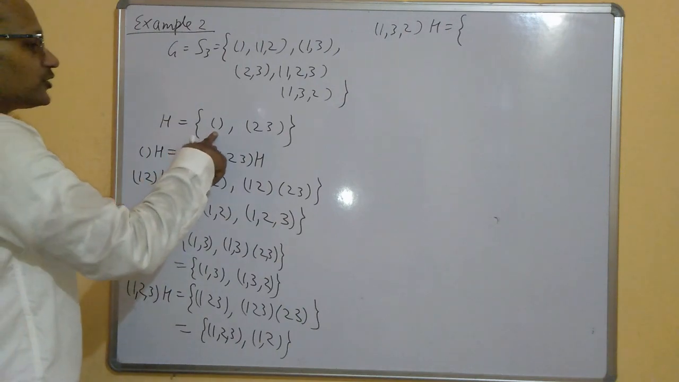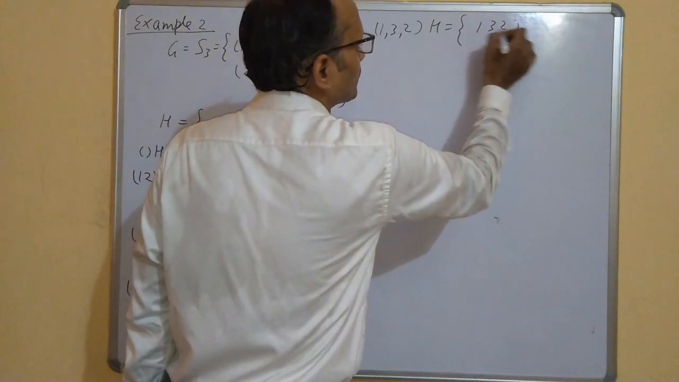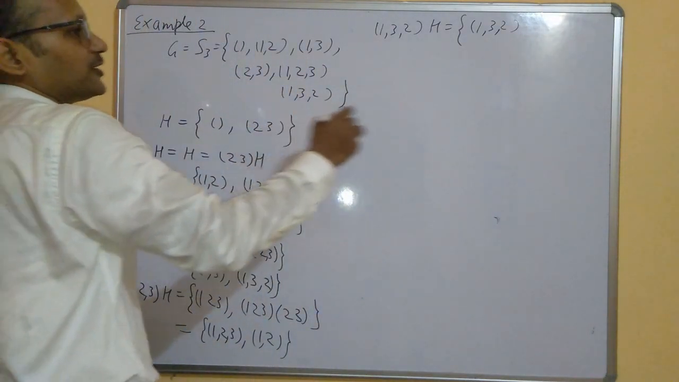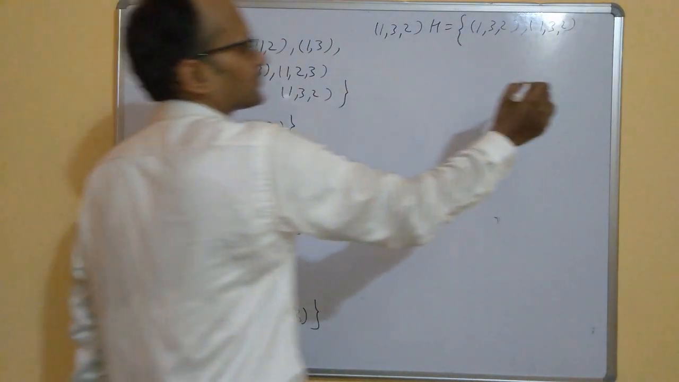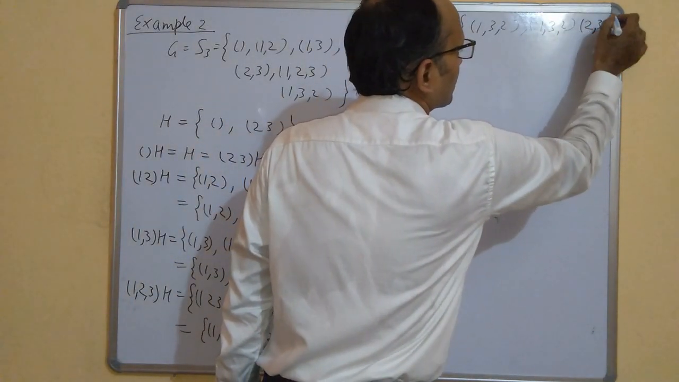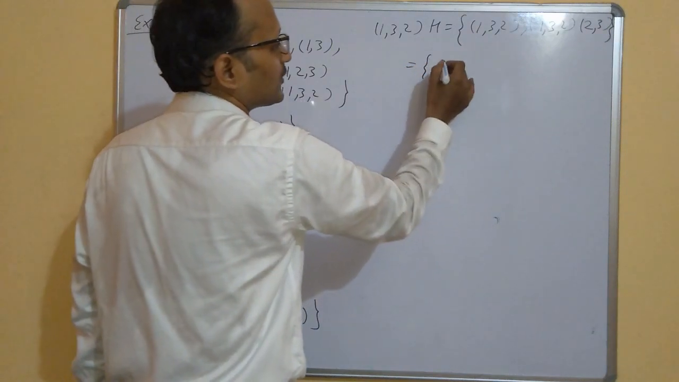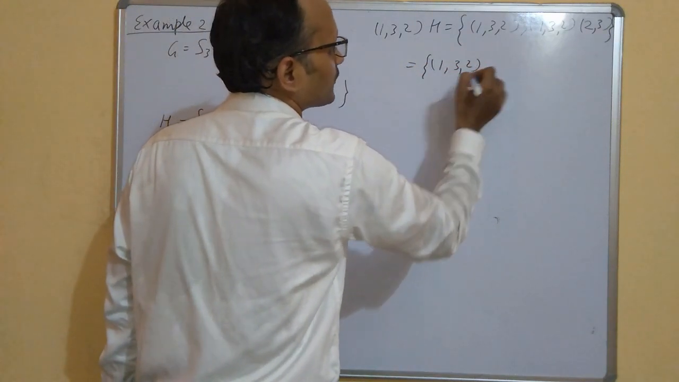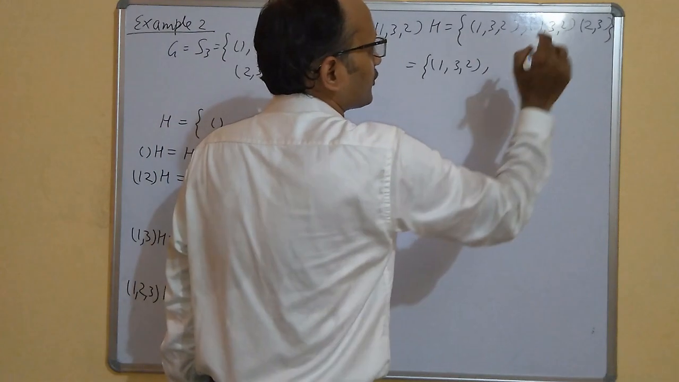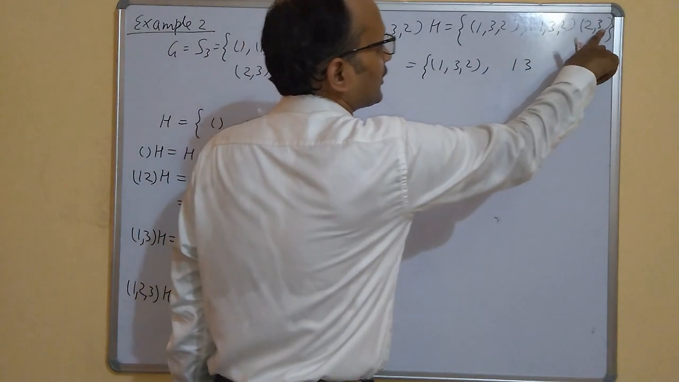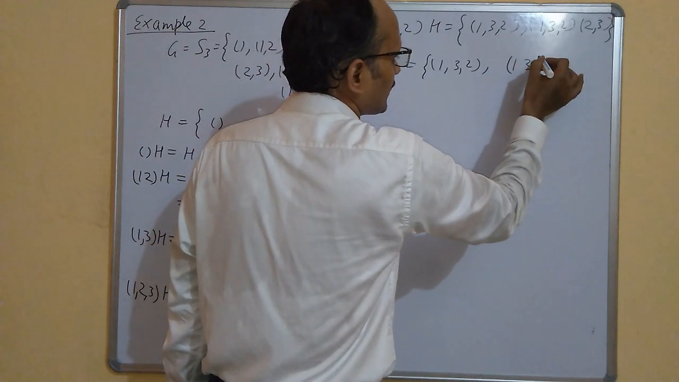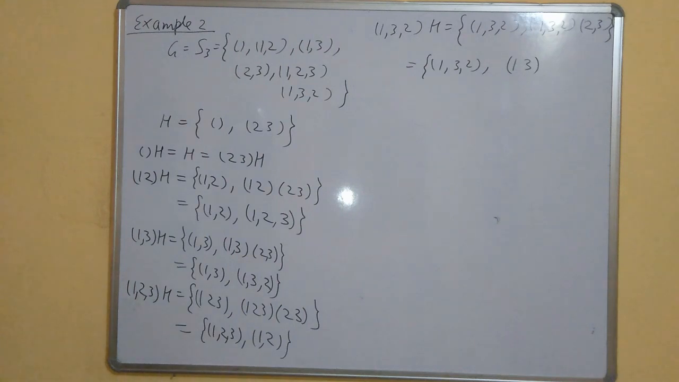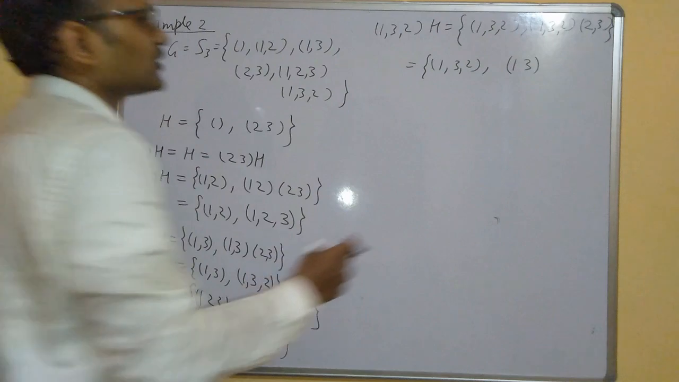So (1 3 2) into identity, that is (1 3 2), and (1 3 2) into (2 3). So what is this? (1 3 2). 1 is going to 3, 3 is going to 2, and 2 is going to 1. So 3 is going to 1, and 2 is going to 3, and 3 is going to 2. So 2 is fixed. So this is the element.